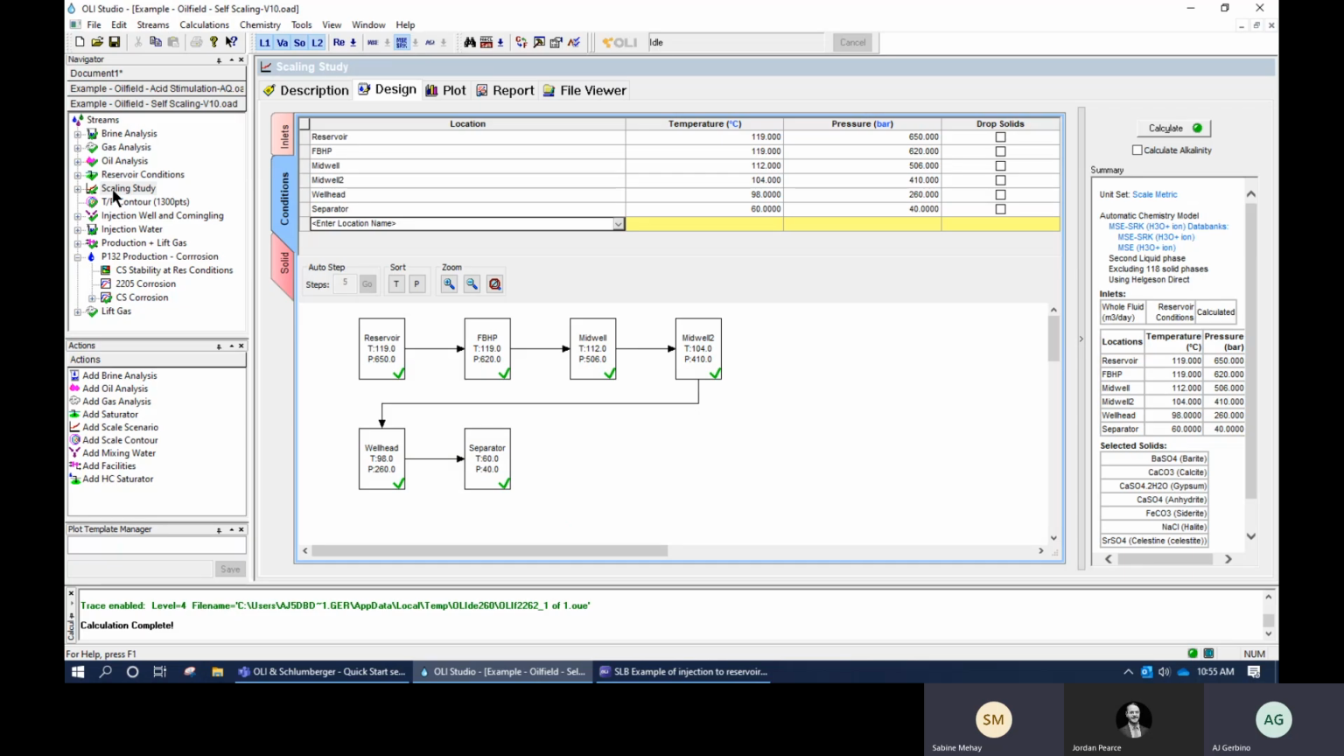Yeah, because we always recommend our clients, even if it's just water, to still take a downhole sample to really get the information on the formation water. Yeah.